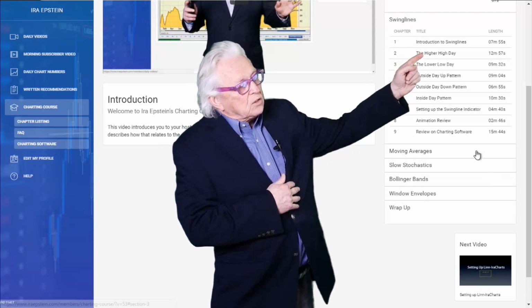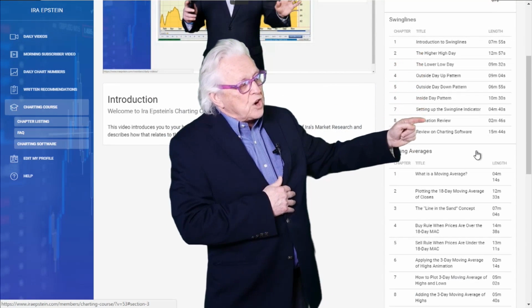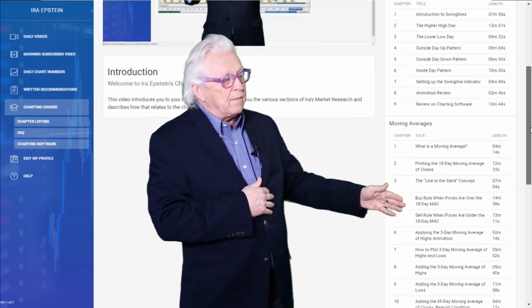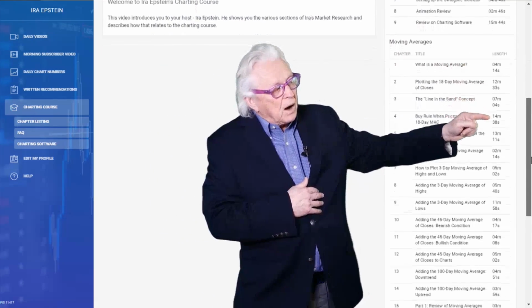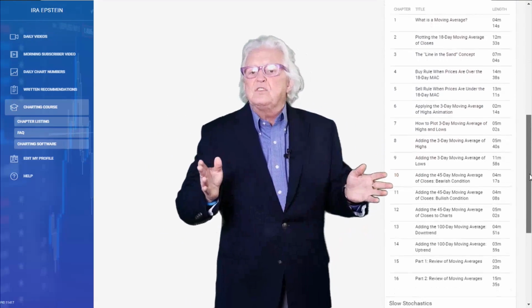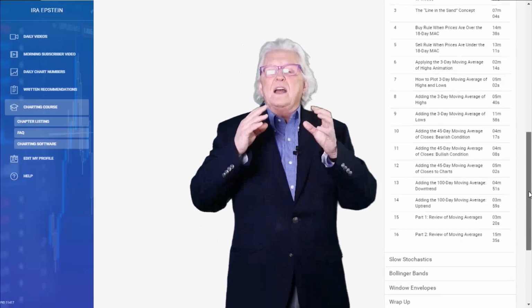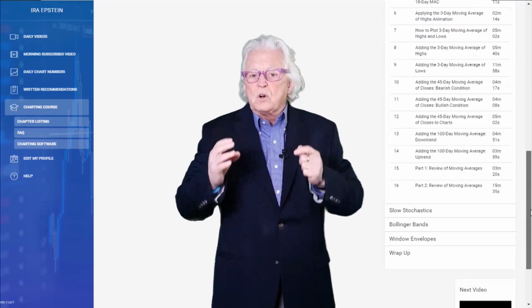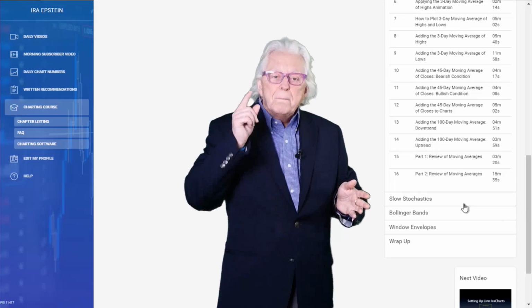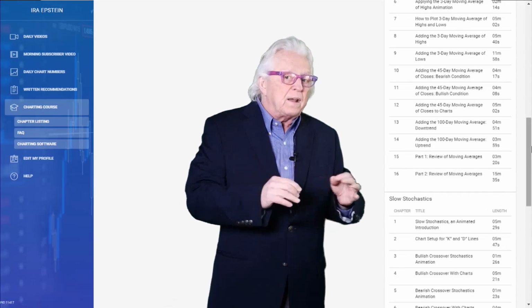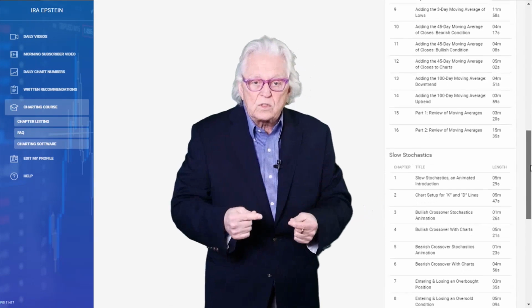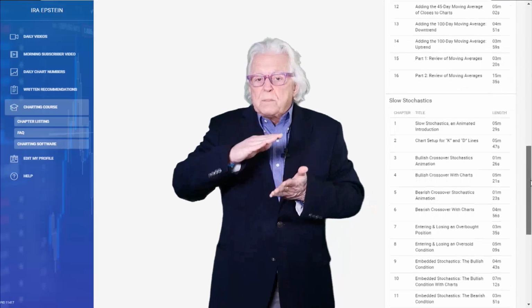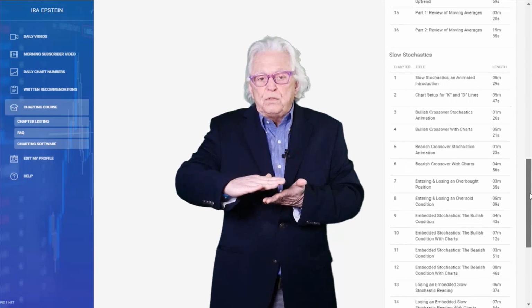This gives you an idea in swing lines as to how many different chapters there are. Here's moving averages. This is the time frame of each of the chapters. This isn't a race. It's made and recorded by me so that you learn what it is and you go through it. By design, you're going to find repetition in it. That's how I want it to work. I want you to build a base that is strong so you move through.